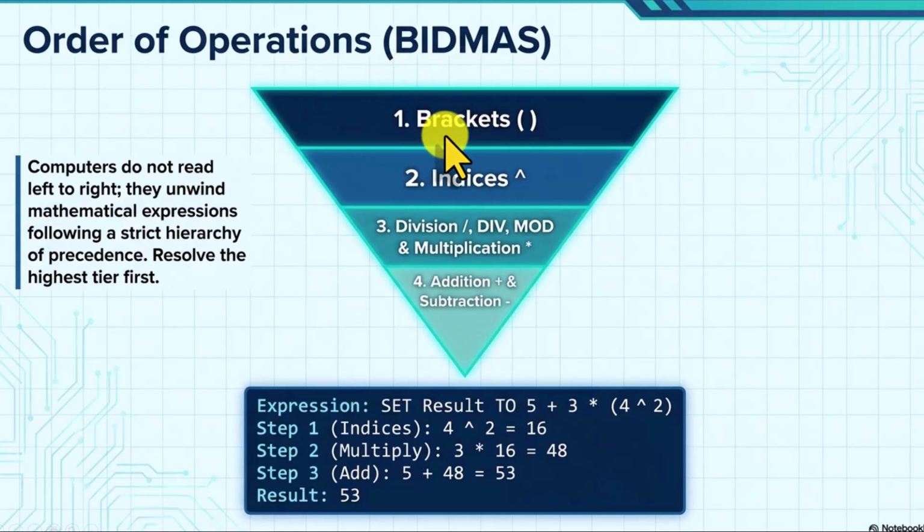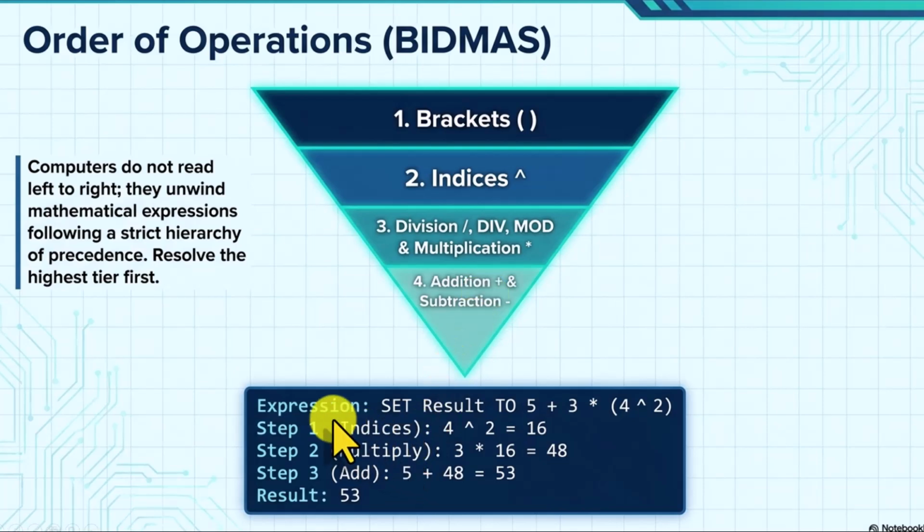According to the order of operations, the first thing that will be executed is brackets. Whatever is inside brackets will be eliminated first. Then after that we have indices, exponents or roots. Then whatever is related to division and multiplication. So division, multiplication, integer division, and modulus are all grouped there. Then after that, when they are done, at the end we will get to addition and subtraction.